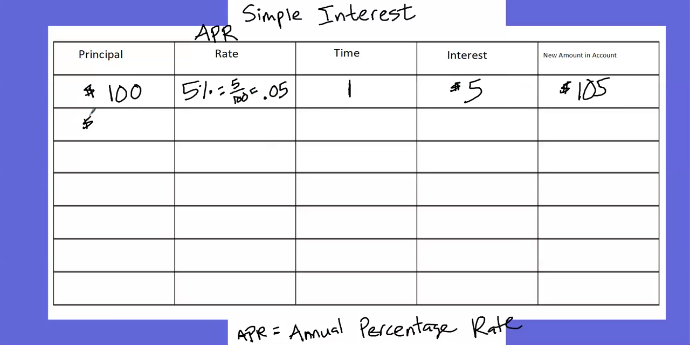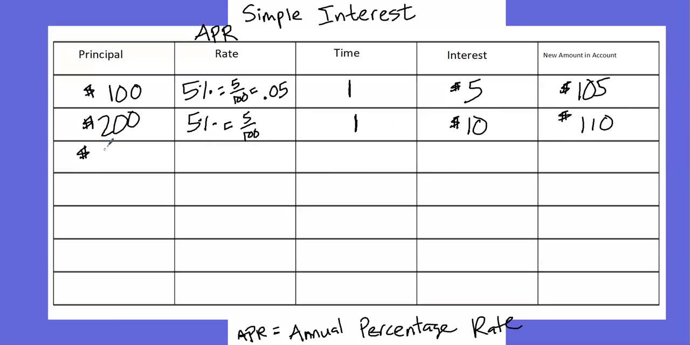Let's change the principal. Let's say instead of having $100, let's talk about $200, and let's keep this at 5%, and let's keep the time the same. So now, what would your interest be? Well, if you're getting 5 for every 100, and now there's $200, so 5 for the first 100, 5 for the second 100, now you're up to an interest of $10. Okay. And once again, you can think of 5% as 5 for every 100, and the new amount in your account would be $110.